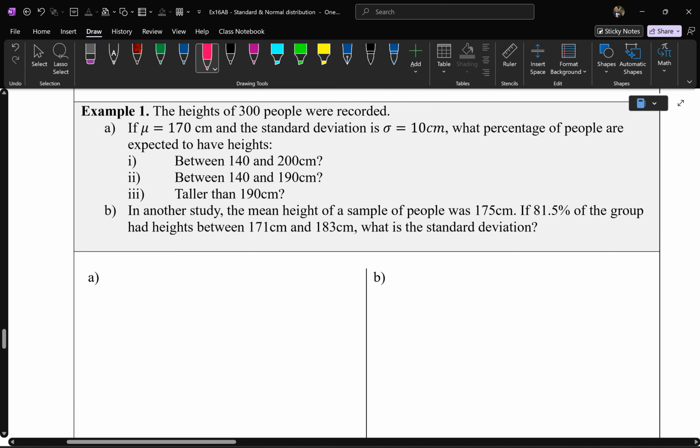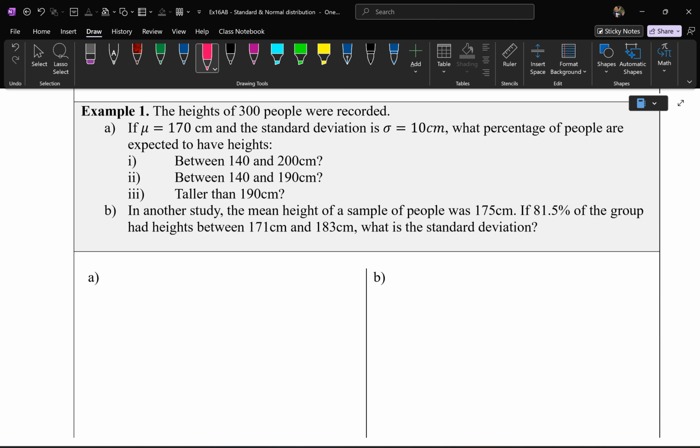Heights of 300 people are recorded. So we've got 300 people here. If the mean is 170 and the standard deviation is 10, usually when I work with these problems, I draw the diagram. So I say it's a normal curve. It's not a standard normal. Mean is 170. Standard deviation is 10.